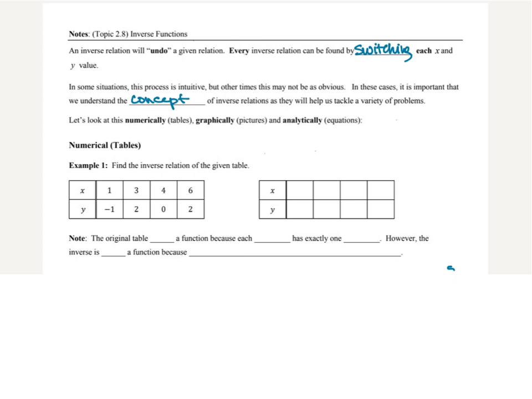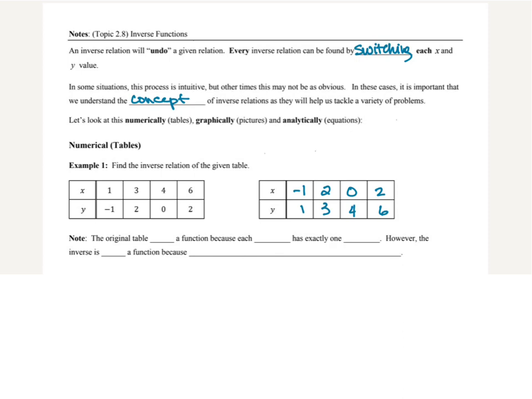All we're going to do here is switch x and y. If on my first relation I have 1 comma negative 1, then on my second relation that point is now negative 1, 1. Just switch them. On the first, I have 3 comma 2, so on my second, I'm going to have 2 comma 3. The outputs and the inputs are reversed. That makes 0 and 4, and 2 and 6. So far, so good.